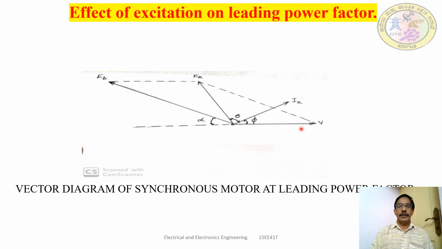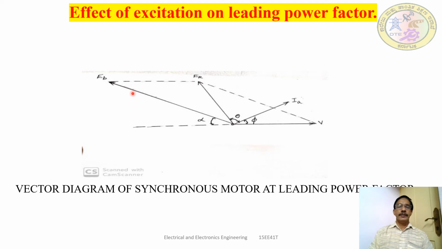Same vector diagram rotated by some angle. V, the supply voltage, along the x-axis, armature current here with an angle of phi, the power factor angle, back EMF here. The length of EB is more than V, so excitation is more, so back EMF is more. This alpha is the load angle. So the vector sum of EB and V is the resultant voltage ER. V is the supply voltage, IA is the armature current.